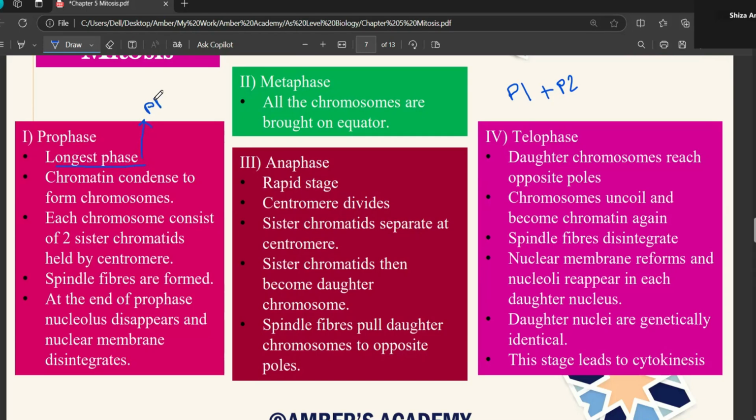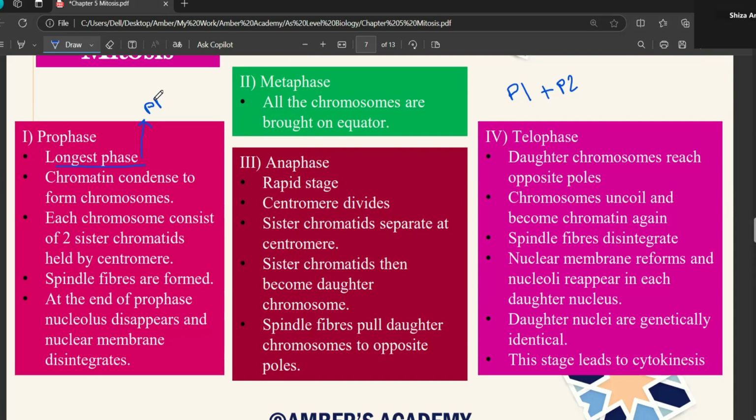So if they're talking about mitosis, because I said the cell cycle comprises three stages: interphase, mitosis, and cytokinesis, right? If the question is saying which phase is longest for mitosis, I'm not saying cell cycle, I'm saying mitosis. So for mitosis, prophase is your longest phase. Okay? Do not make this mistake. If they're asking you about cell cycle, you write prophase is the longest phase.